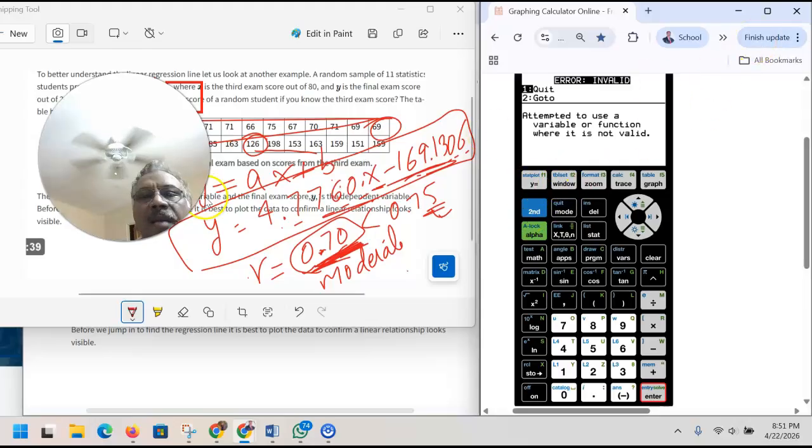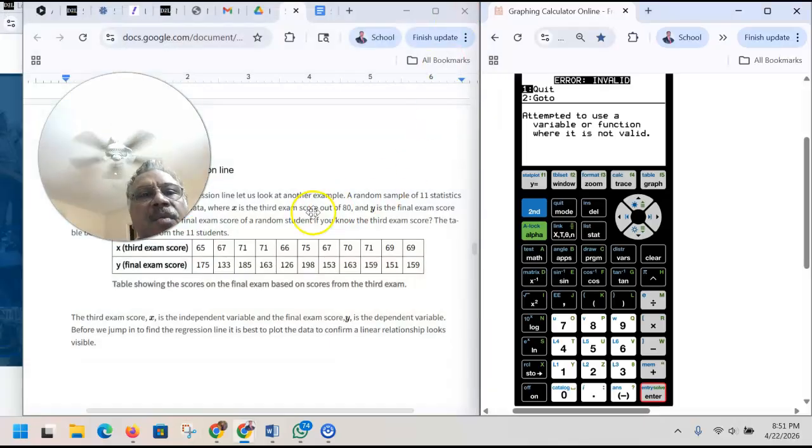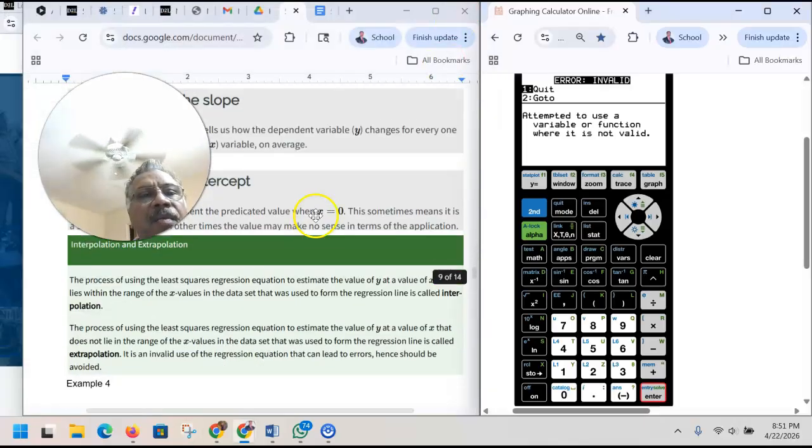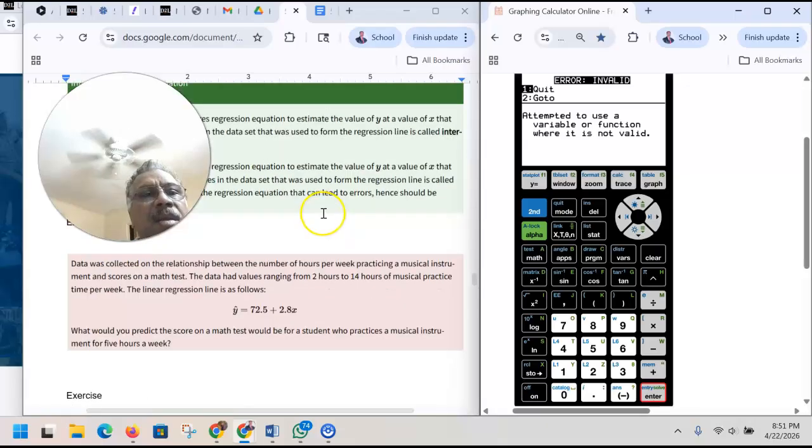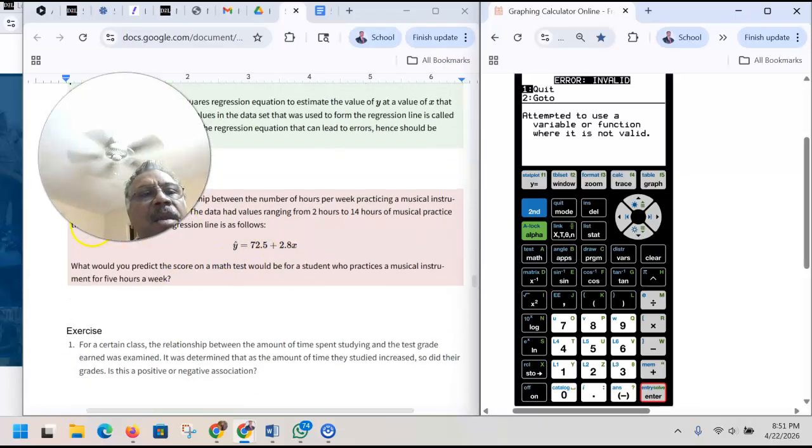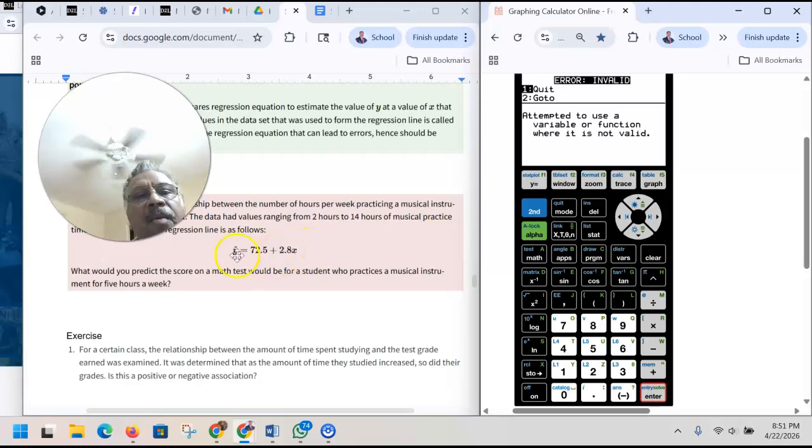Let me take another example. I still have time, 1 hour passed. So let's do one more and go straight to the example. Here they give you some info. The regression line is given, and it's asking about data ranging from 2 to 14 hours of music practice. What would you predict the score in a math test for someone who practices for 5 hours? Just put x as 5 here and you get the answer. Not a big deal, right?